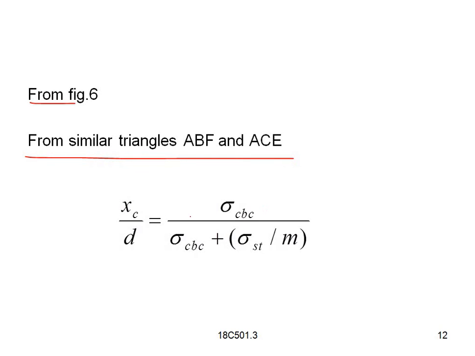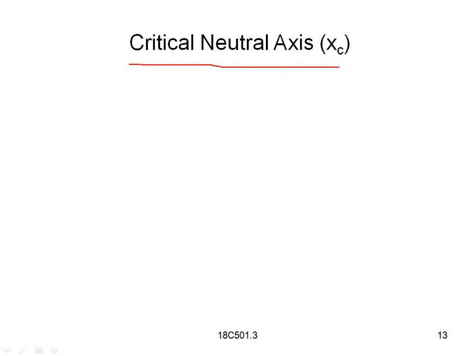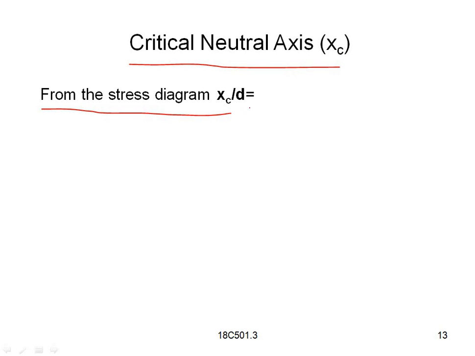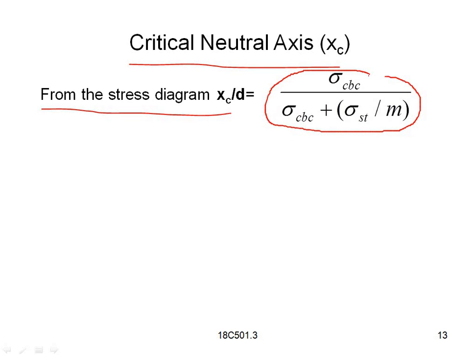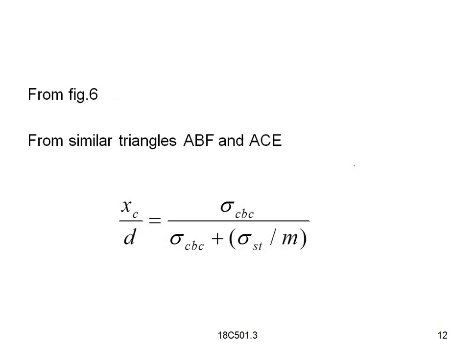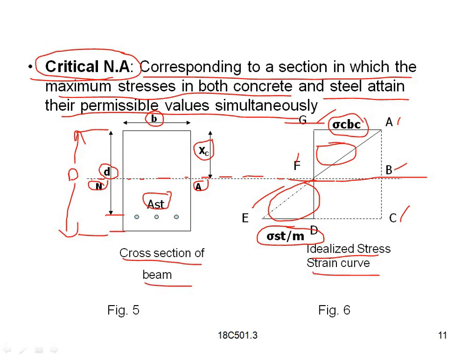Next, from figure 6, the previous figure, from similar triangles ABF and ACE, XC by d is equal to sigma CBC by sigma CBC plus sigma ST by m. The critical neutral axis XC is determined from the stress diagram as XC by d is equal to sigma CBC by sigma CBC plus sigma ST by m. So where is the sigma CBC? This is the sigma CBC.